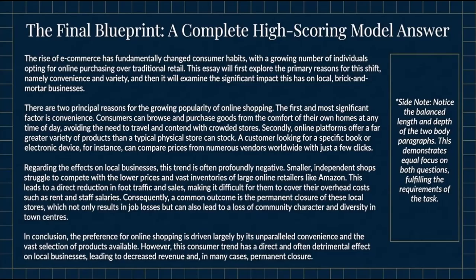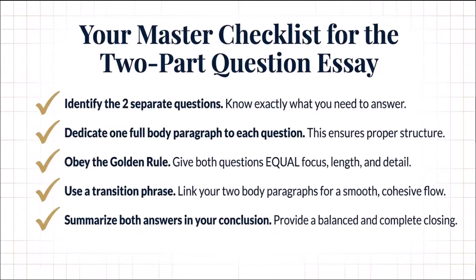Crucially, notice that both paragraphs are of a similar length and have a similar level of detail. We've given equal attention to both questions. This is exactly what the examiner wants to see for this essay type. So, to master the two-part question essay, remember this simple formula. 1. Identify the two separate questions. Make sure you know exactly what the prompt is asking you in two distinct parts. 2. Dedicate one full body paragraph to each question. This is essential for structure and balance.